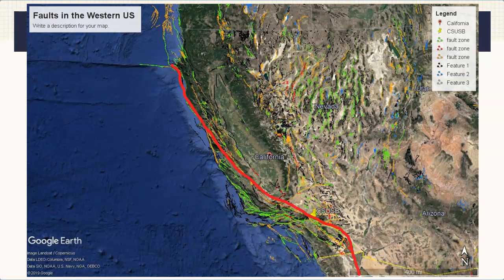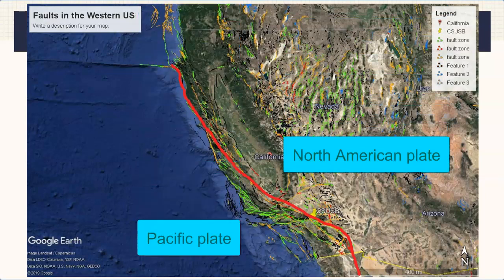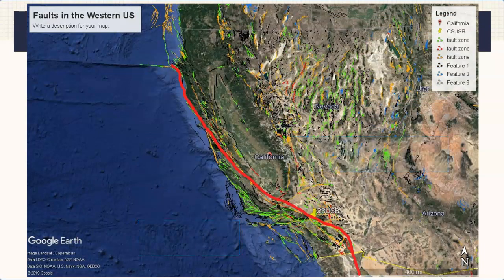That is because the San Andreas Fault is also a plate boundary. Recall that the Earth's crust is broken into plates that move relative to one another. Some plates crash into each other, other plates move away from each other, and other plates slide past each other. It is along these plate boundaries where we find the majority of earthquakes, volcanoes, and mountain building events. The San Andreas Fault is the boundary between two plates, the North American plate and the Pacific plate, that are sliding past each other.